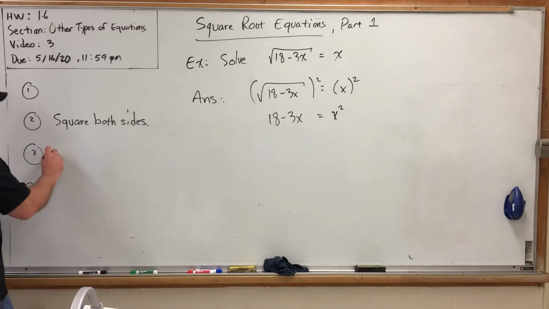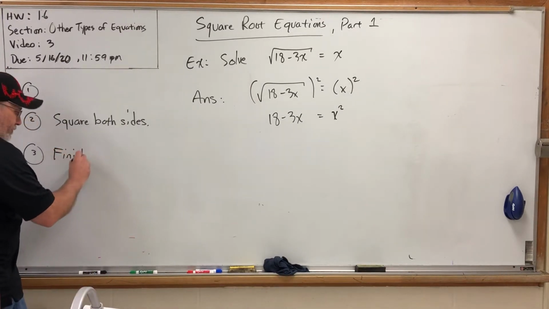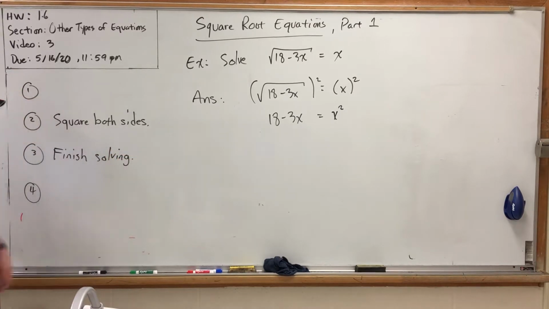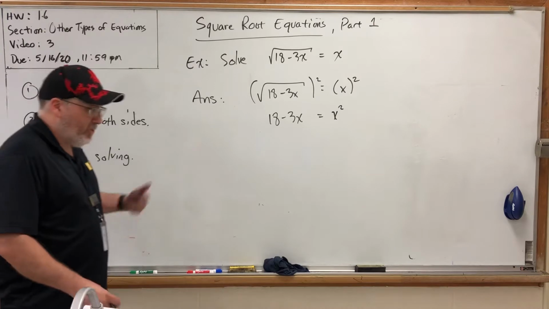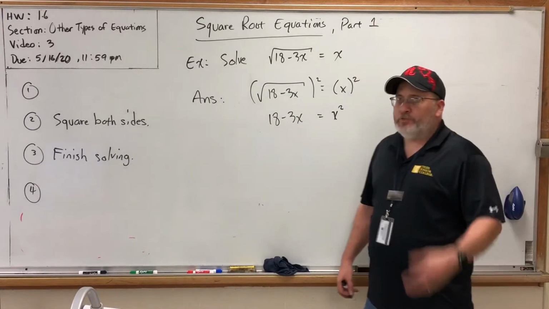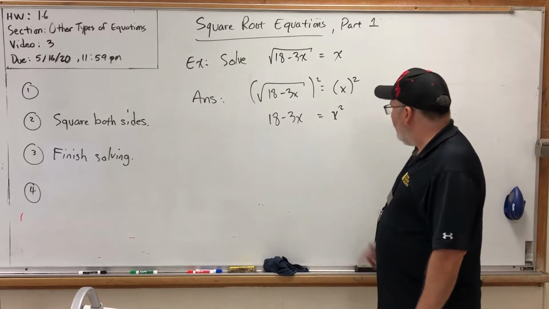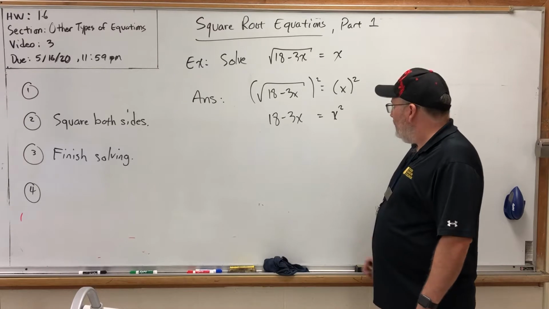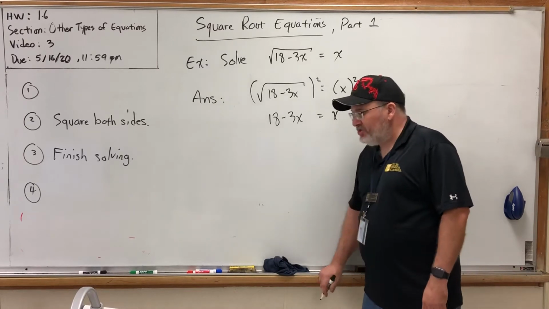Your third step is to finish solving. Now be careful. When you get to this step, you're going to have to shift gears. I was solving a square root equation, and now I have a quadratic equation. So how can I solve it? Well, regardless of how you choose to solve it, you're probably going to get it equal to 0. So if I want to get this equal to 0, I have a decision to make.